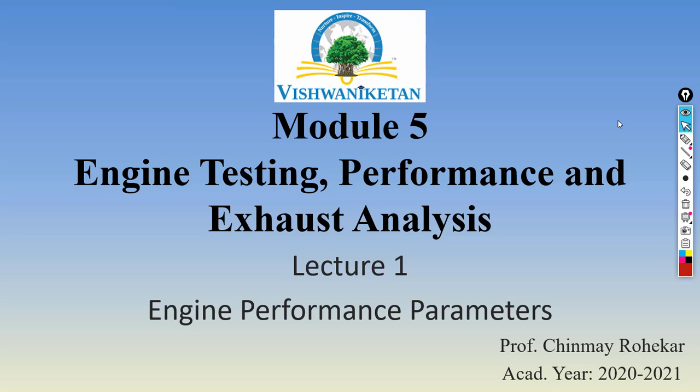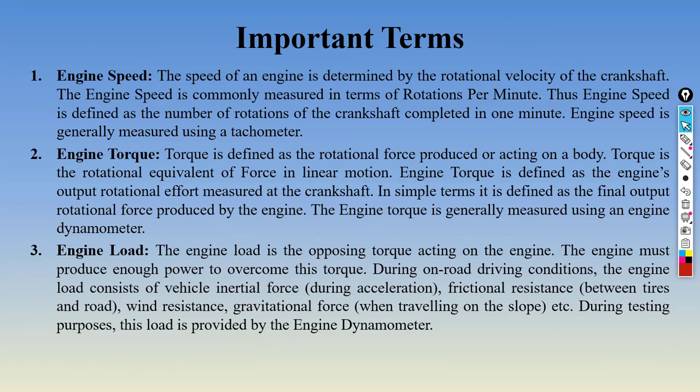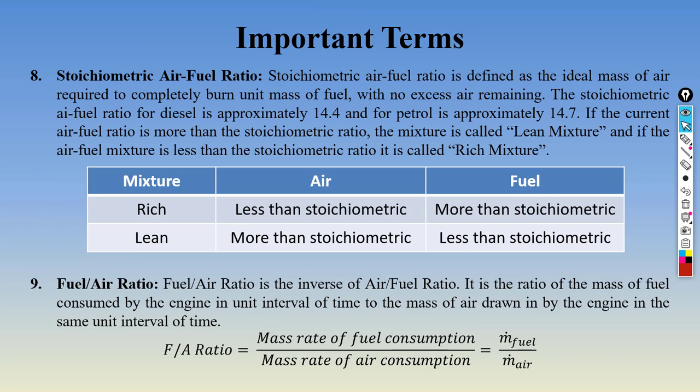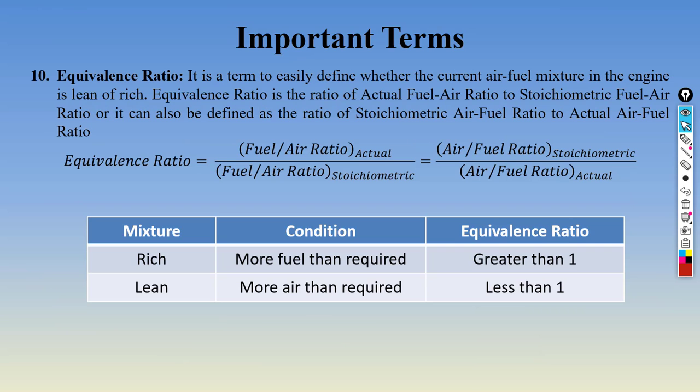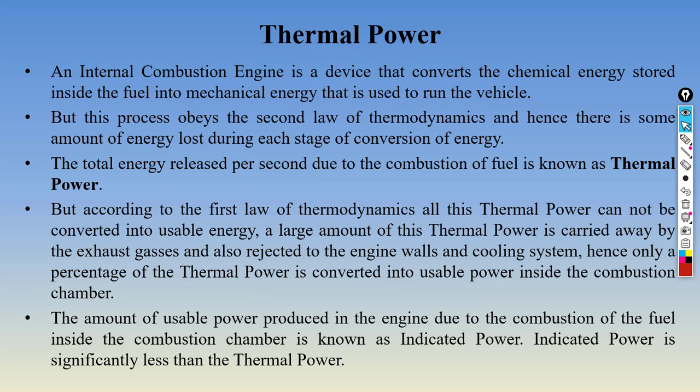So in the first lecture, we looked at a few definitions. These definitions included engine speed, engine torque, engine load, compression ratio, air-fuel ratio, stoichiometric air-fuel ratio, what is a lean mixture, what is a rich mixture, what is fuel-air ratio, and what is equivalence ratio. Then we solved one sample sum on this.